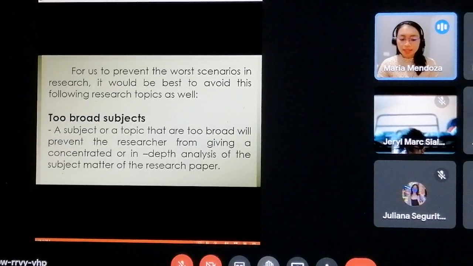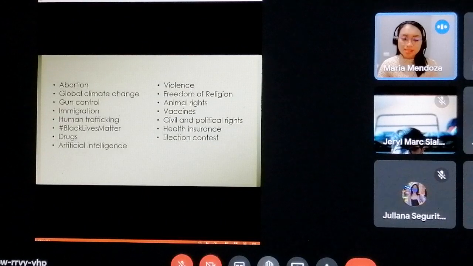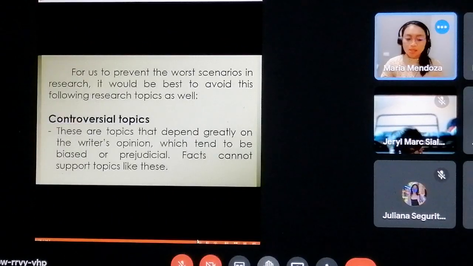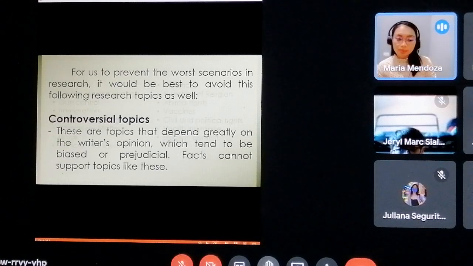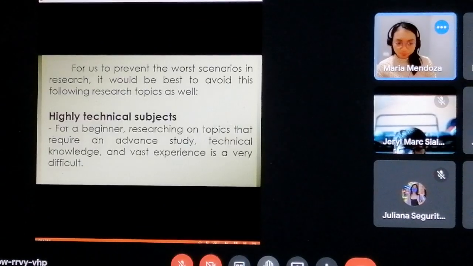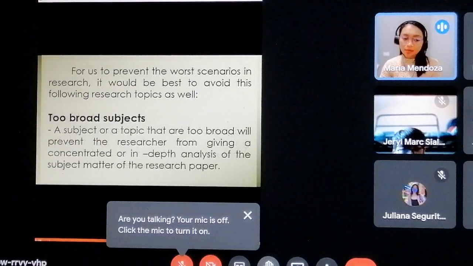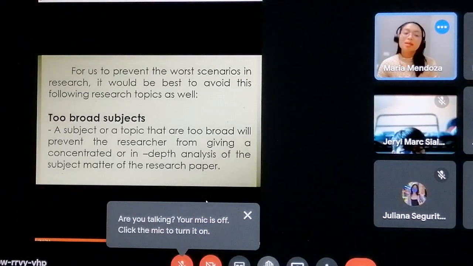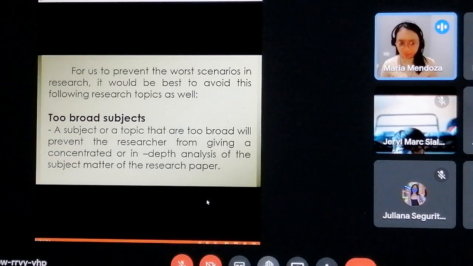So such are the topics that we must avoid as we explore or embrace quantitative research. Again, the controversial topics, the hard to investigate topics, the highly sensitive topics, and of course the two broad subjects. Okay? So please avoid such topics.